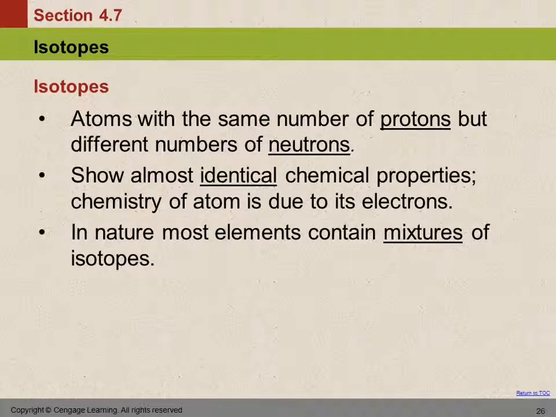Isotopes. So I mentioned to you that not all atoms of the same element are actually identical. And this is where isotopes come in. Isotopes are atoms that have the same number of protons, but they have a different number of neutrons. They're going to have almost identical chemical properties to each other because they have the same number of electrons.